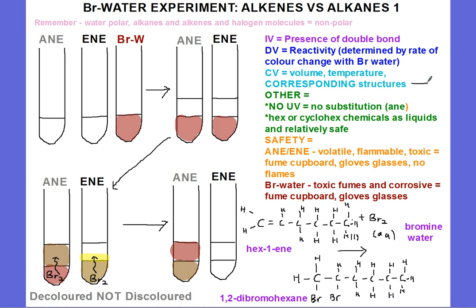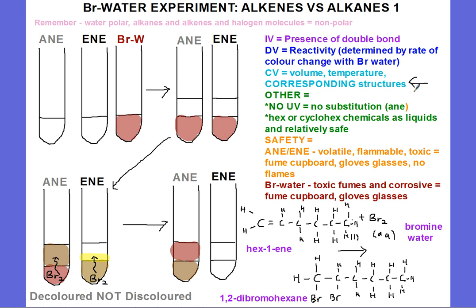The bromine water, alkenes and alkanes were all kept at constant volumes, and we controlled the temperature. And one of the most important things, we had corresponding structures. To make sure it was a valid experiment, we need to make sure all the variables are controlled, and therefore we need to keep the number of carbons in the molecule and the shape of the molecule constant. All we changed was the presence of the double bond or single bonds only.